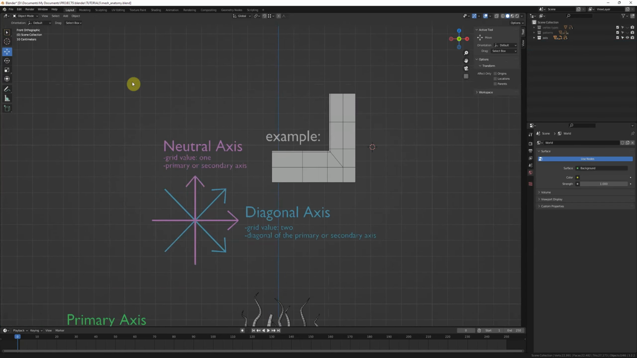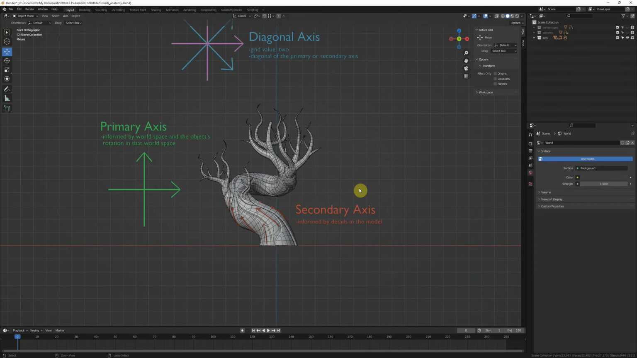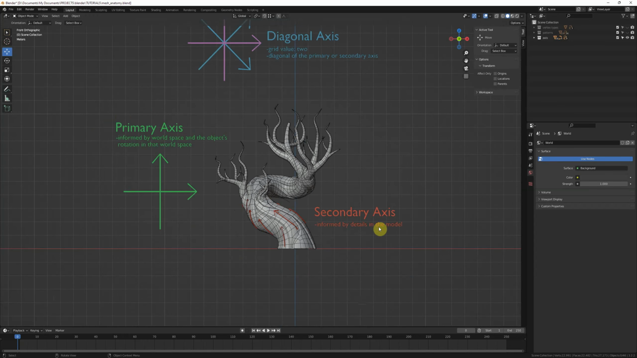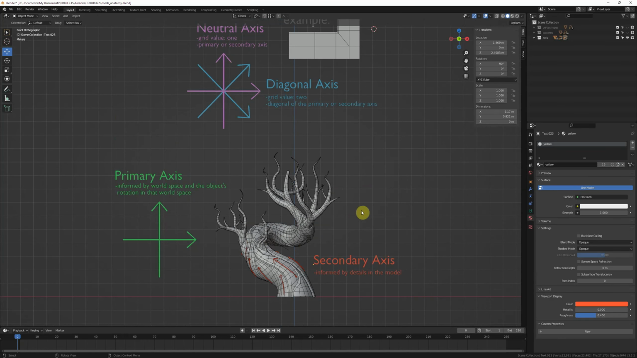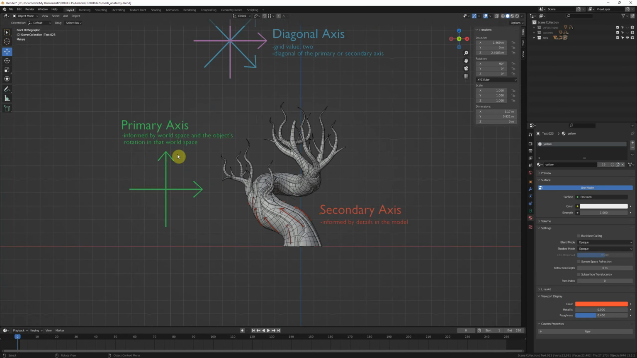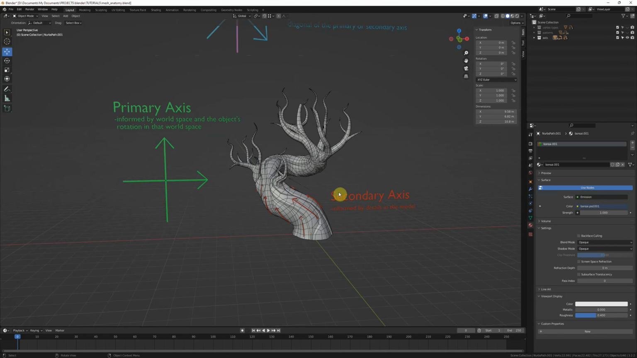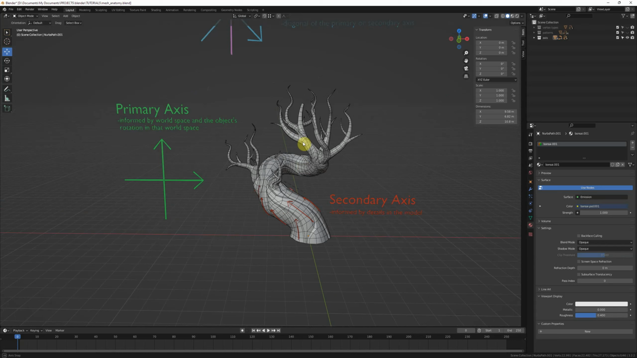So neutral axis, diagonal axis, and there's one or two more terms for it, and then there's the primary and the secondary. So this is specific to the object. Your primary axis is informed by the world space and the object's rotation in that world space. So say for example this tree: its primary axis, because it's growing straight up, even though the shape goes this way and some of it goes that way, its orientation in world space is straight up. It's meant to be placed straight up and down.